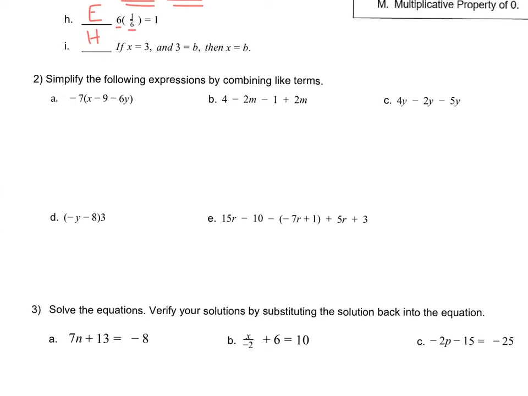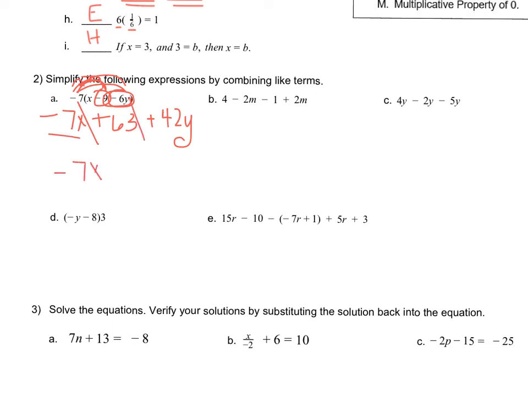If we come down here, it says simplify the following expressions by combining like terms. So if I look at letter A, when I combine like terms, I like to draw my slashes. I'm not able to immediately draw my slashes because I have parentheses, which tells my brain I have to distribute. So negative 7 times x is negative 7x. Negative 7 times negative 9 is positive 63. Negative 7 times negative 6y is positive 42y.